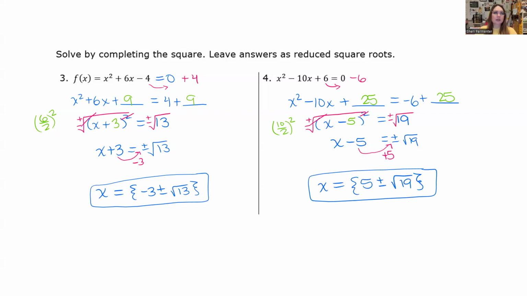So we're going to pause this at this point. You can start working on questions 5 through 8. In fact, 5 through 12 is completing the square. It isn't until you get to question 11 and 12 that you actually have imaginary answers, so you can get started on those. Please make good use of your time.